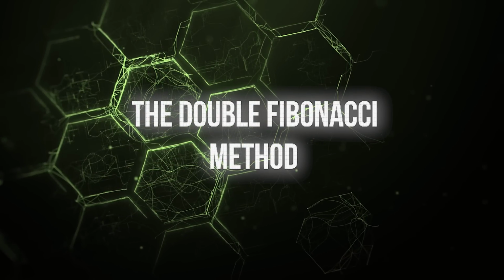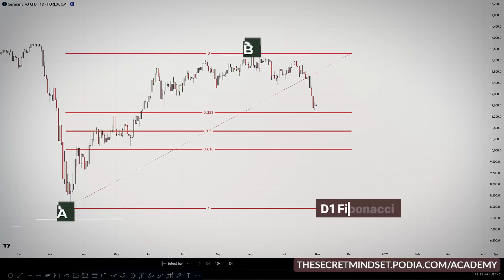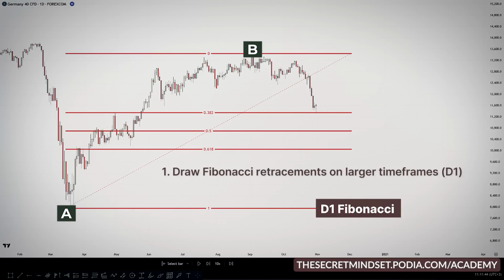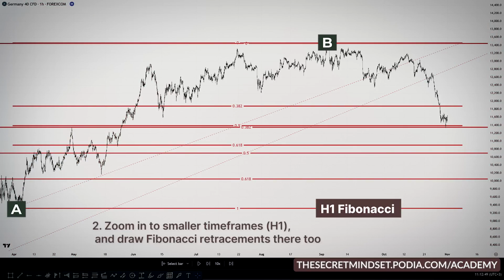Combining multiple Fib retracements will help you find stronger trade setups. Start by looking at the big picture. Draw Fibonacci retracements on larger timeframes, like the daily chart. This shows you the main trend and important levels. Then zoom in to smaller timeframes, like 1-hour charts, and draw Fibonacci retracements there too. After that, you might see some levels from the bigger timeframes matching up with levels on the smaller timeframes. These matching levels create confluence.